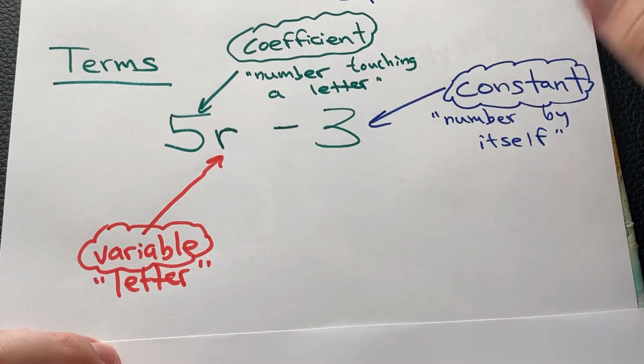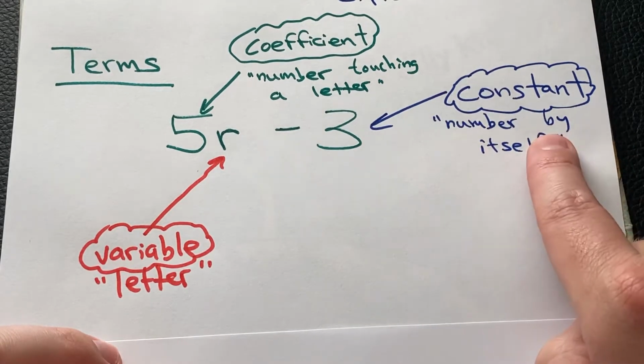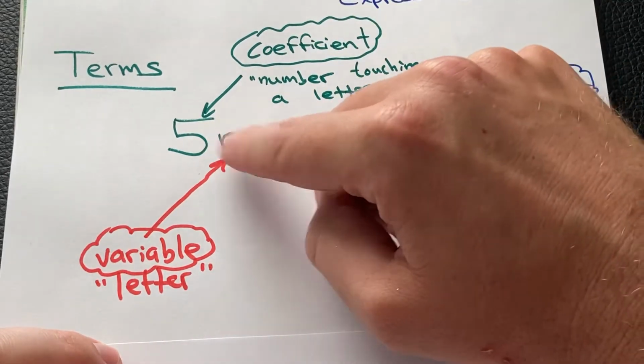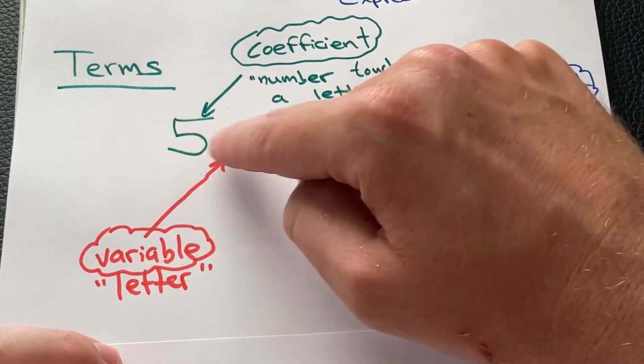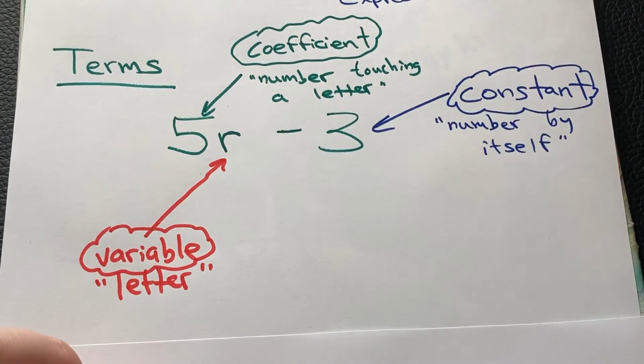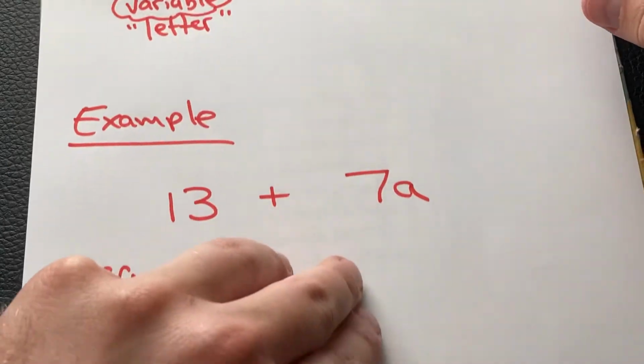This is not new. The number that's by itself, not touching anything, is called a constant. The number that is connected or touching or next to the letter is called a coefficient. Pause this if you need help. You're going to have to do about 3 or 4 of these in your Google Doc. Let's do one together. Watch how easy this is if you've been paying attention.